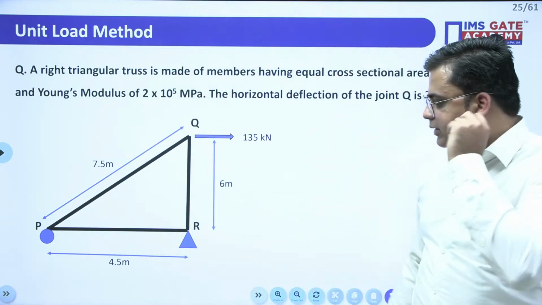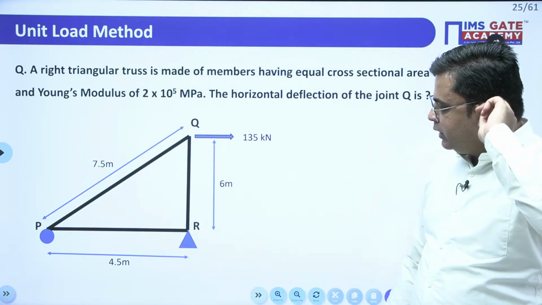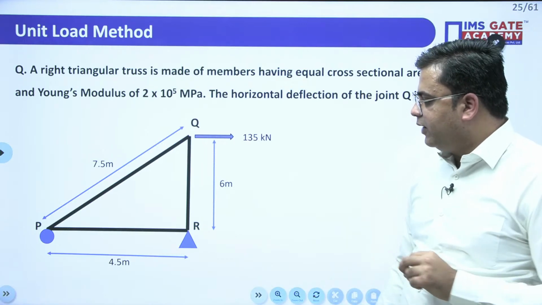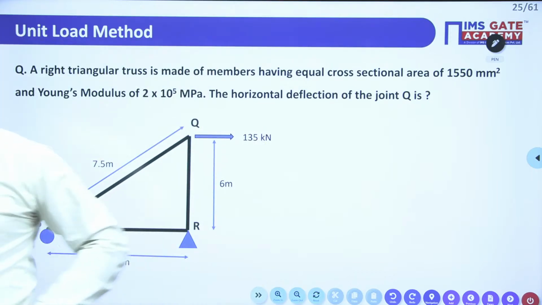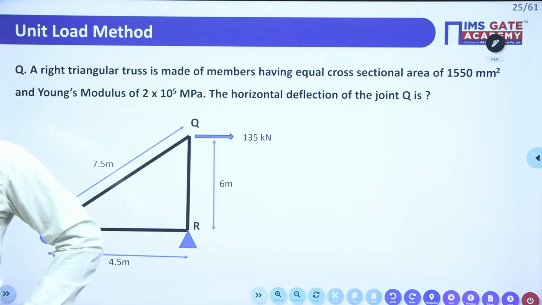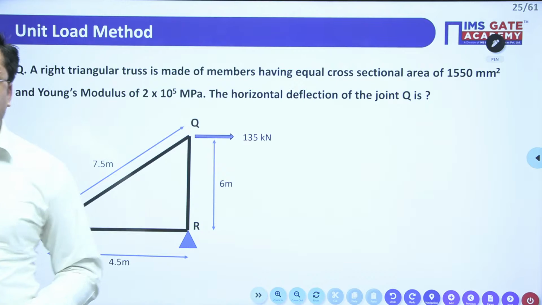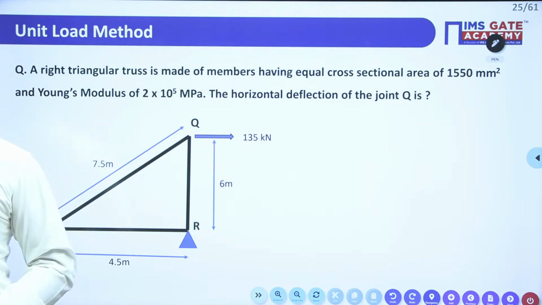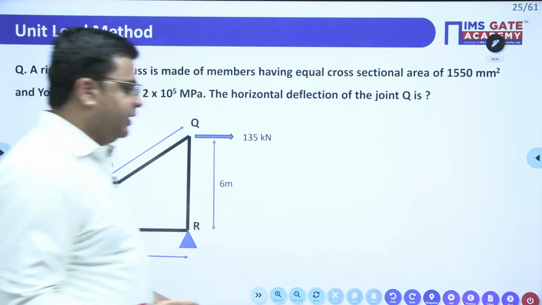First of all, tell me what the support reactions are. We have a simple support at the base. Just calculate the support reactions: the vertical and horizontal reactions at point R and the vertical reaction at point P. Quickly calculate and tell me. First tell me the vertical reaction at point P.